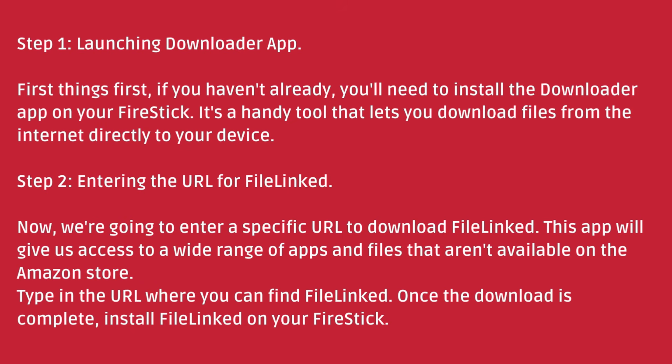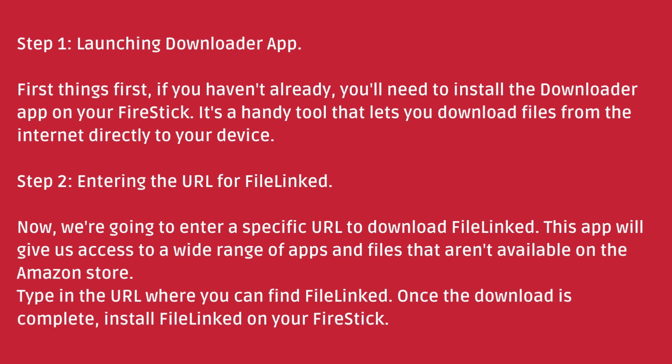Step 2. Entering the URL for Filelinked. Now, we're going to enter a specific URL to download Filelinked. This app will give us access to a wide range of apps and files that aren't available on the Amazon store. Type in the URL where you can find Filelinked. Once the download is complete, install Filelinked on your FireStick.